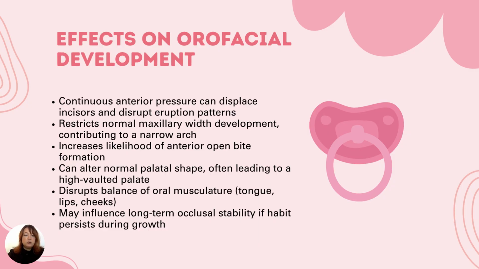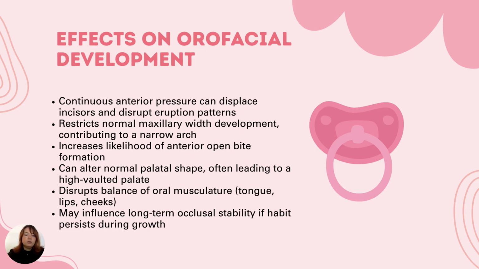Next, we have effects on orofacial development. Continuous anterior pressure can displace the incisors and disrupt eruption patterns. It restricts normal maxillary width development, contributing to a narrow arch. It increases the likelihood of anterior open bite formation, because if we are sucking on our thumb, not only do we have a narrow palate, but those upper teeth begin to flare. If they begin to flare, and let's say our bottom arch isn't, whenever we go to close our teeth, you will see the teeth don't fully come together like that. In resting, they are almost like this.